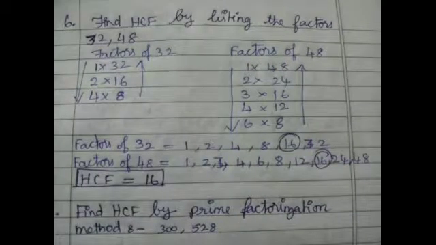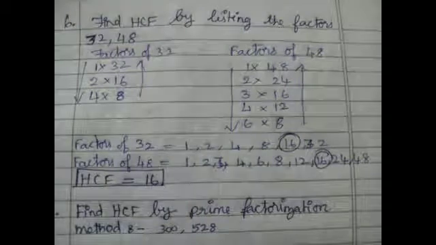Next, sixth question, find the HCF by listing the factor method. So first they have given two numbers here, 32 and 48. We have to write the factors of 32 and factors of 48 by the listing method. That is 1 into 32, 2 into 16, 4 into 8. So factors we can find out. For 48 also, 1 into 48, 2 into 24, 3 into 16, 4 into 12, 6 into 8.